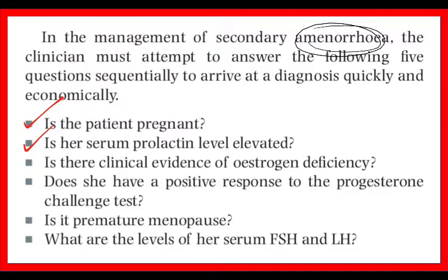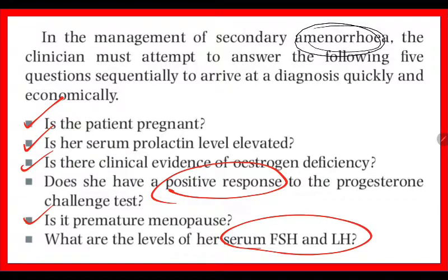right? Hyperprolactinemia. If the prolactin level is elevated, is there any clinical evidence of estrogen deficiency? Does she have a positive response to the progesterone challenge test, revealing progesterone deficiency? Is it premature menopause, and what are her serum FSH and LH levels, to rule out where the pathology is? So pregnancy, prolactin level, FSH and LH level, and estrogen or progesterone deficiency are to be ruled out in the management of secondary amenorrhea.